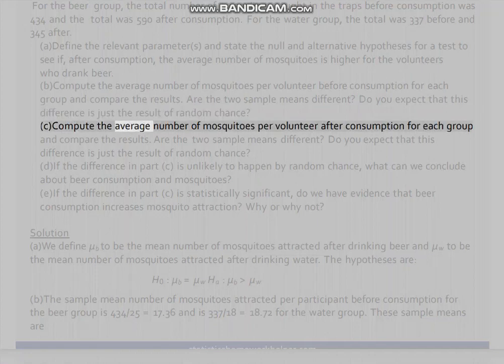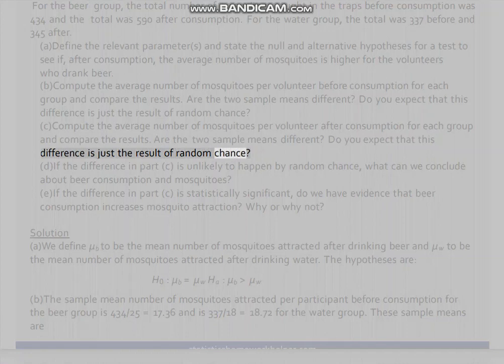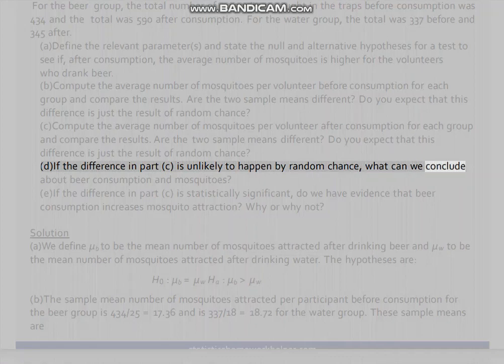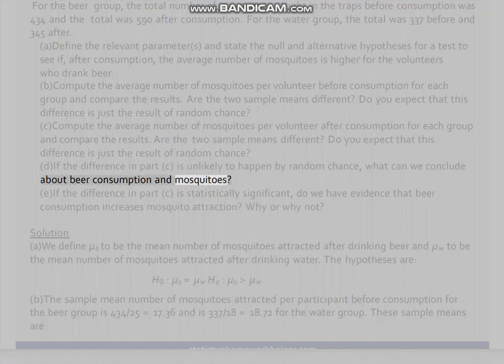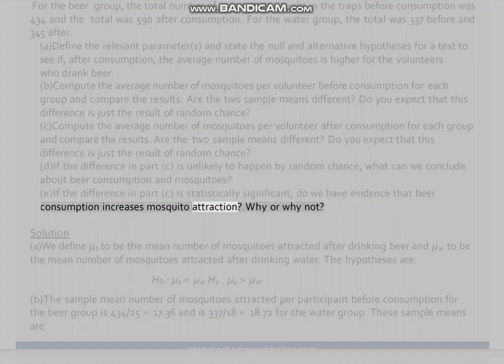C. Compute the average number of mosquitoes per volunteer after consumption for each group and compare the results. Are the two sampled means different? Do you expect that this difference is just the result of random chance? D. If the difference in part C is unlikely to happen by random chance, what can we conclude about beer consumption and mosquitoes? E. If the difference in part C is statistically significant, do we have evidence that beer consumption increases mosquito attraction?